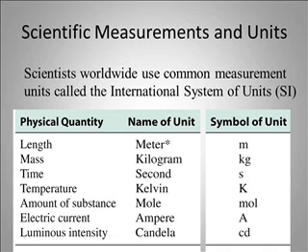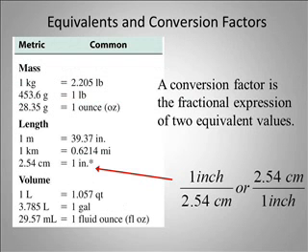You need to memorize this list except for the last one, the candela. We won't need that. The most surprising one is probably that mass is measured in kilograms, not gram. The gram is just too small. This next list shows the equivalence and conversion factors. You don't have to memorize anything from this list. We can always look it up.